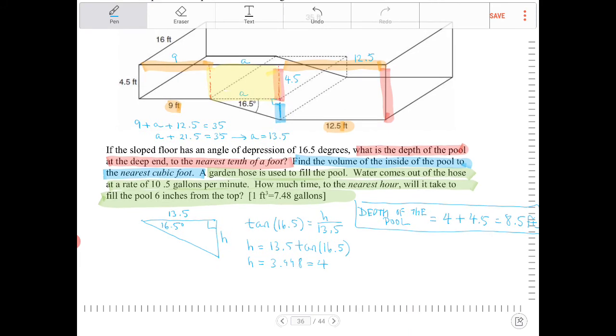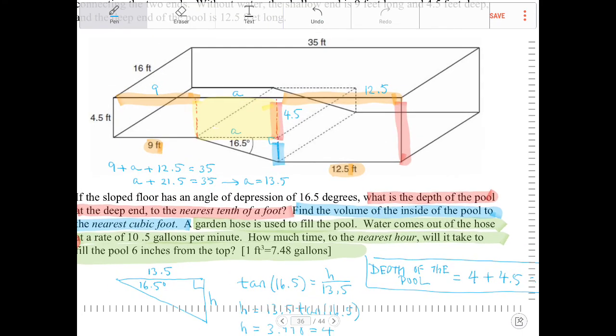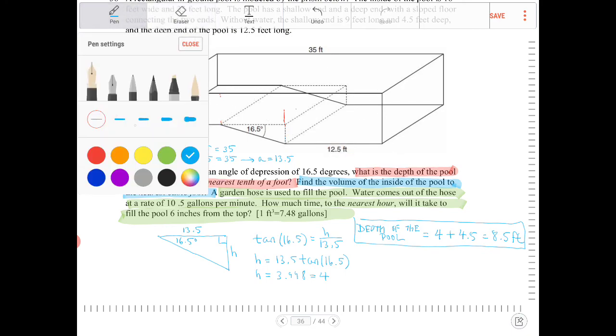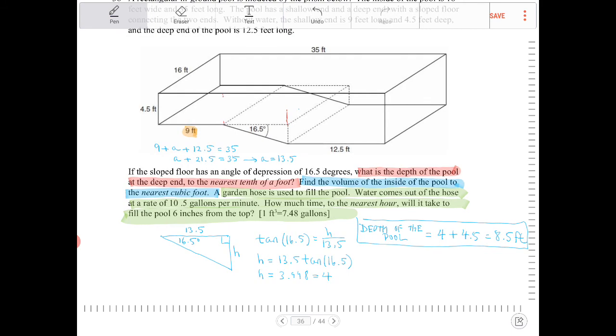The next is we've got to find the volume of the inside of the pool to the nearest cubic foot. So to do that, we're going to break this thing up into different portions here. Let me just zoom out a little bit. I'm going to erase some of this. And to find out what the volume of the pool is, I am going to subdivide this into the following regions.